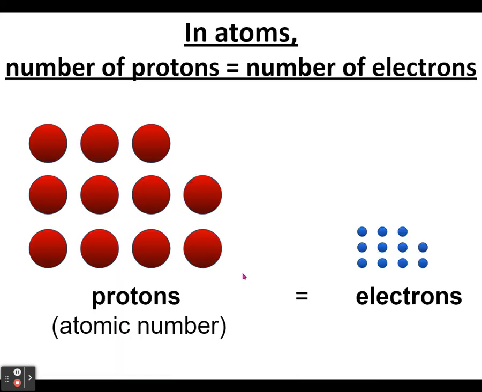In atoms, and I said this a second ago, but just to emphasize this, because this is really important, the number of protons is equal to the number of electrons. So if you know the number of protons, you know the number of electrons.